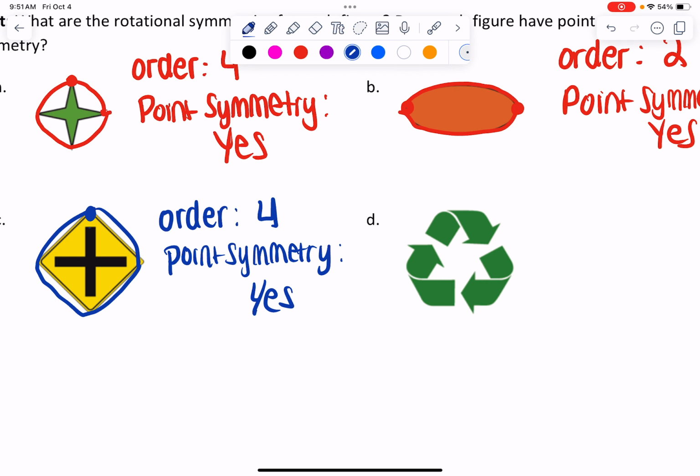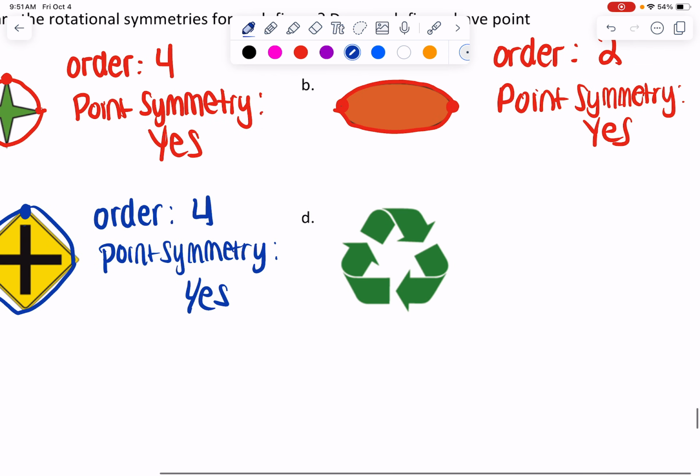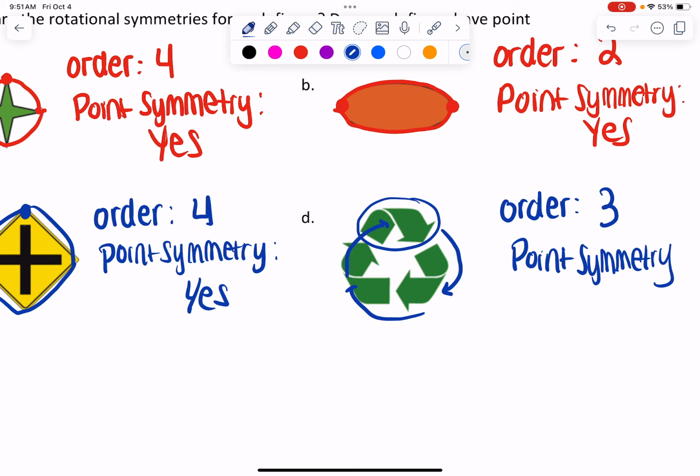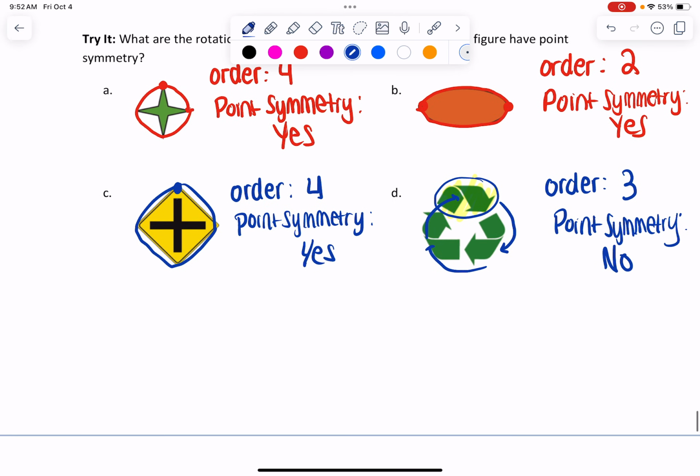All right, let's look at this one really quick. If you notice, it has curved edges. Here's what I would do: you're moving this arrow around, so it'd be once here, then twice, then a third time up here. So the order would be 3. But with point symmetry, that's where it's going to change. When you're talking about rotating, you're not rotating a single point. You're rotating this entire object. So this would not have point symmetry, versus the other ones, where you're just rotating a single point around and it lands on itself.